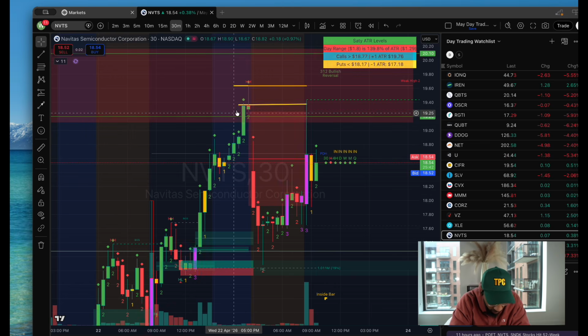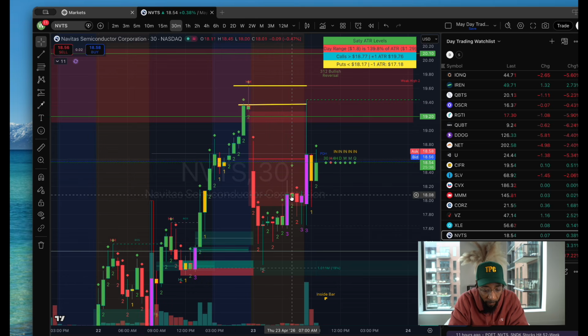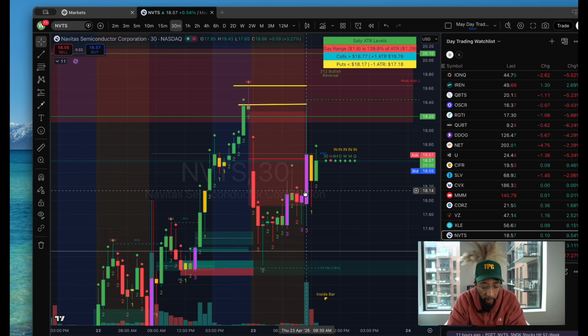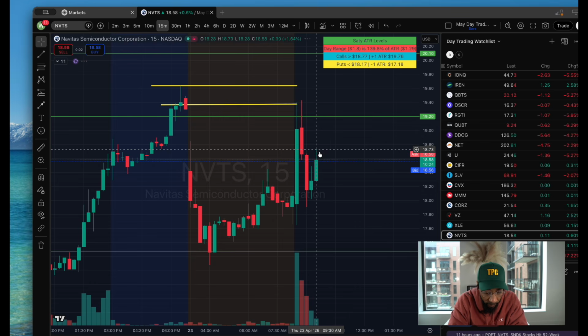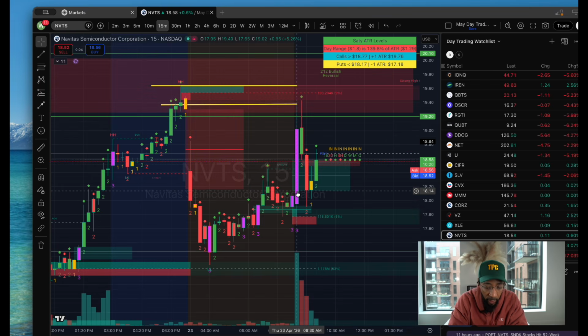Now, we came up here and then we came down. Perfect. On the 30-minute time frame, we had a bullish 3-bar, and we broke above that bullish 3-bar. Perfect. On the 15-minute, we also had a bullish 3-bar, and we broke above the bullish 3-bar right there.